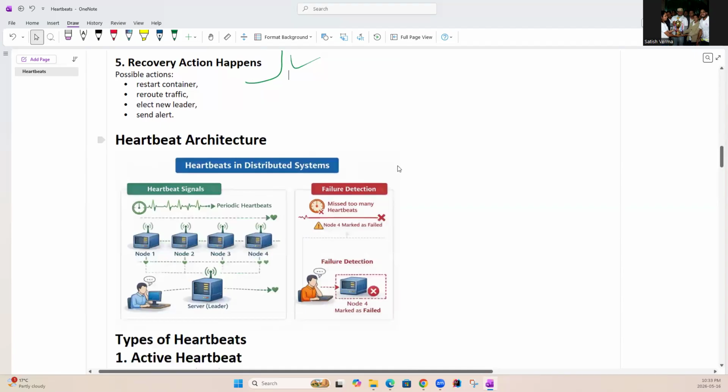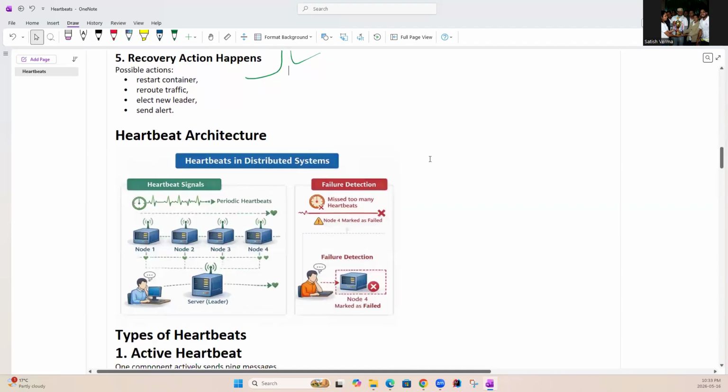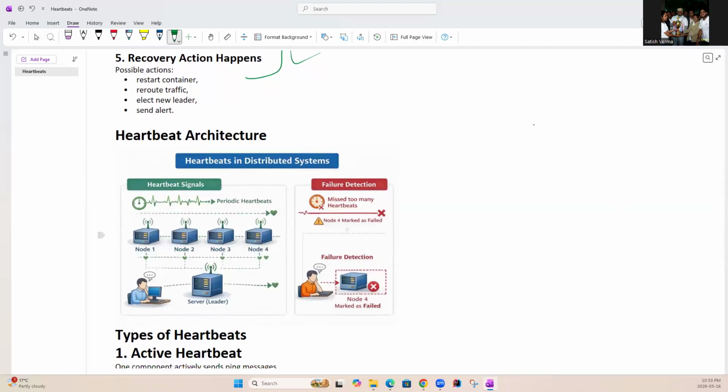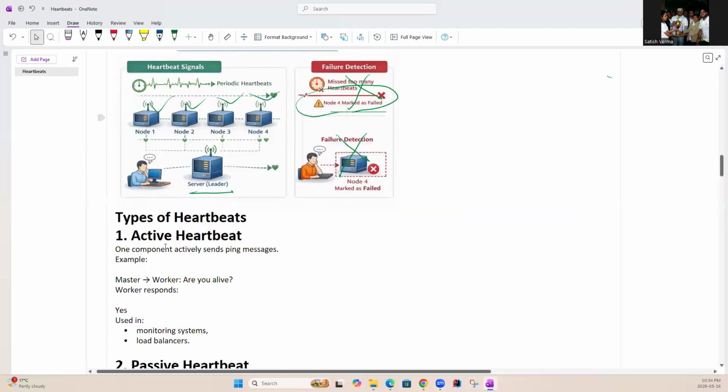So the heartbeat architecture we already discussed. I'll draw one diagram. It's the same one. This is the leader server. We have four nodes: one, two, three, four. Suppose server 4 is not responding, then we can mark it as not working. So we will mark it as a failed or dead node.